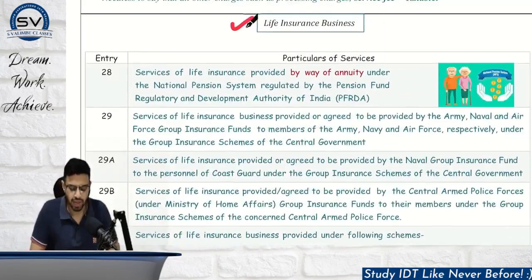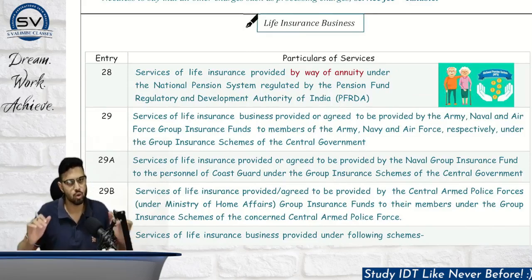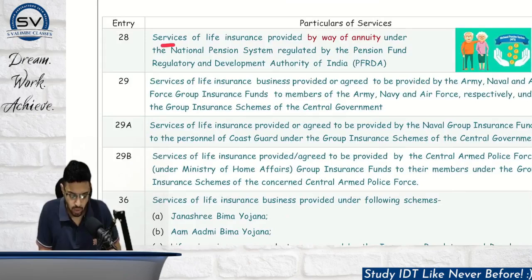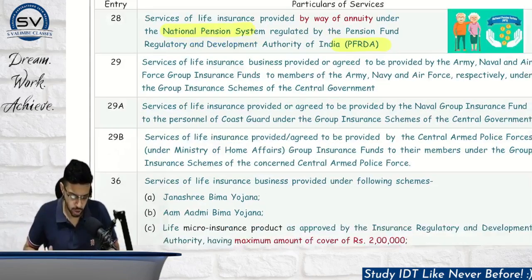Now there are certain other life insurance and general insurance businesses linked to the government. So these you just have to read the list once. There are certain peculiar points, certain limits you need to know that I will help you cover. See, services of life insurance by way of annuity under NPS. So the main thing you have to learn is the National Pension System, which is regulated by the Pension Fund Authority. So basically under annuity, regular payments are being given by that insurance company to the insured.